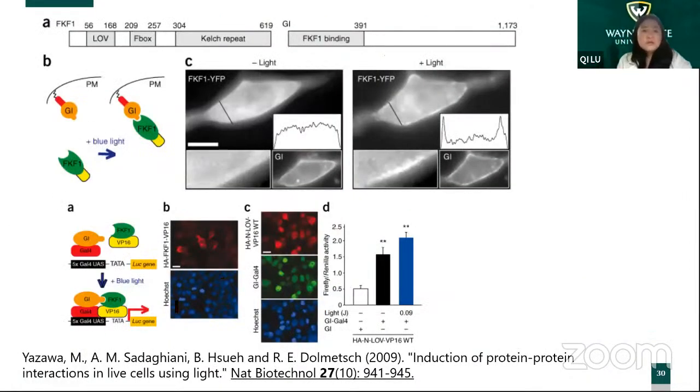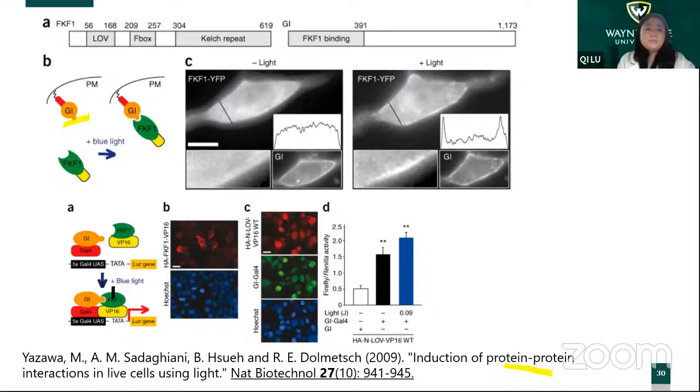So first, this is protein-protein interaction, using two different domains. One is GI, and the other part is FKF1, and this yellow one indicates YFP, yellow fluorescent protein. After shedding blue light, there is a conformation change of the GI, and FKF1 binds to the GI.